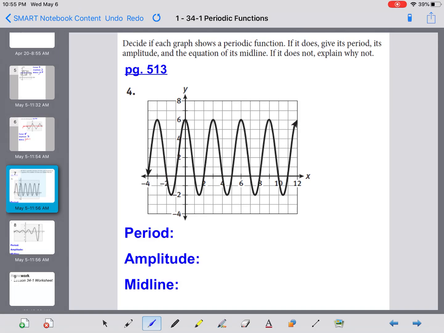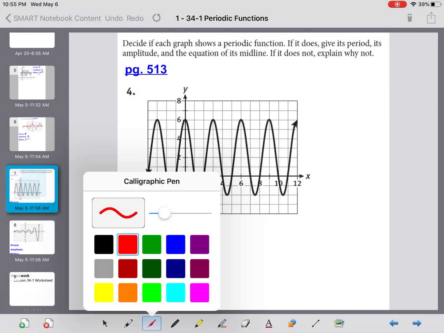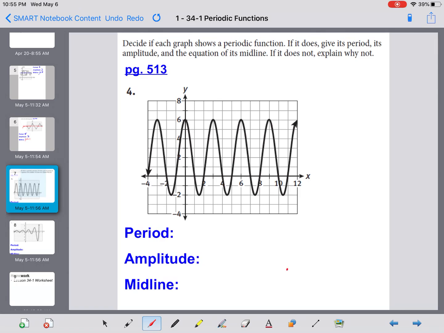All right, so number 4 here on page 513 is periodic. It's repeating its values, taking the same horizontal distance for that repetition to happen. There are a lot of different places you can start and stop here. You can start here at the top and finish back here at the top. If you wanted to start down here and finish down there, that's fine too when you're finding the period. I'll go from top to top. That's taking me a distance of 3 units, so my period is 3. From this top point to this top point is my repetition. It took 3 horizontal units.